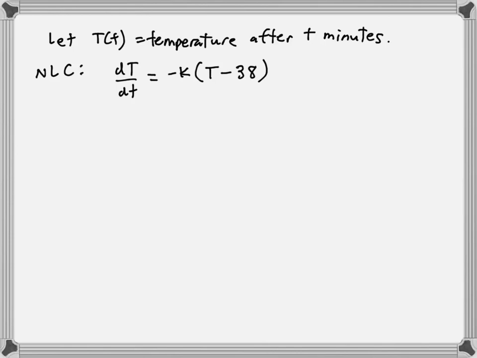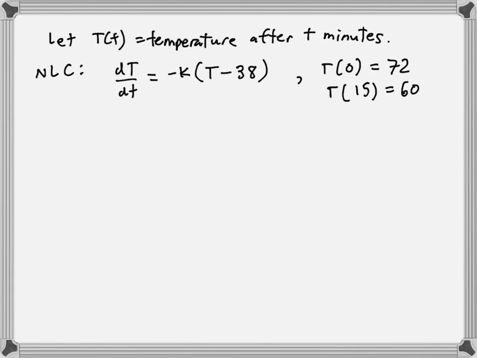And we also know the following facts. T of 0 is equal to 72, and T of 15 is equal to 60. So we're going to need to use those initial conditions later. And the reason we are given two initial conditions here is because we're going to use one of them to find k.